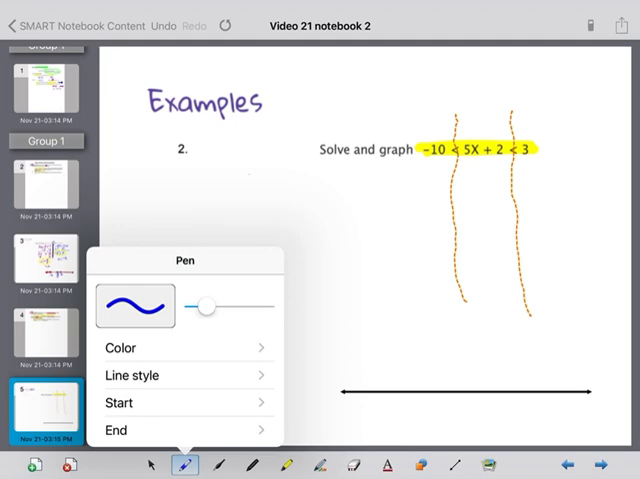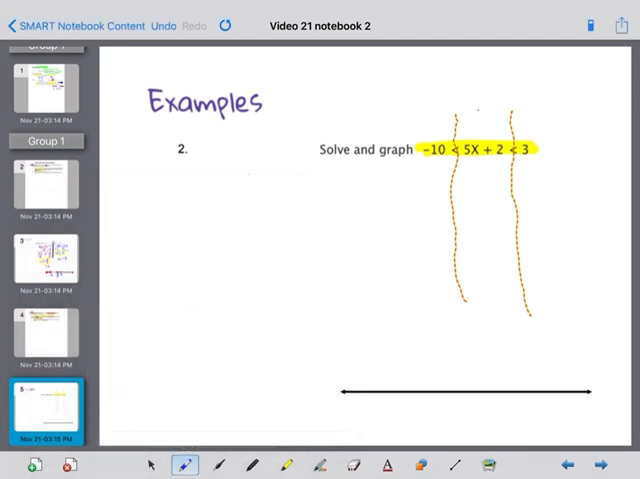So we want to get the x alone. So just like all the algebra we've been doing, the first thing we're going to do is subtract 2. And now we have to do it 3 times, once on each part of each inequality sign. So here on the left, -10 minus 2 is -12. I'm going to draw my less than sign. In the middle, the 2's cancel out, and we have 5x, and less than again. And on the right, 3 minus 2 is 1.